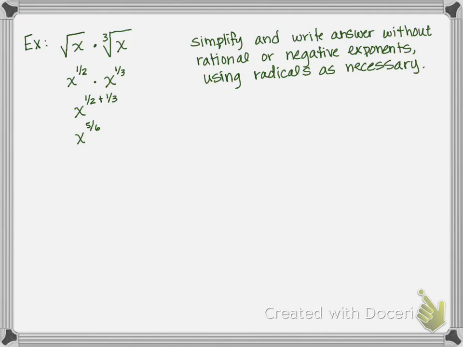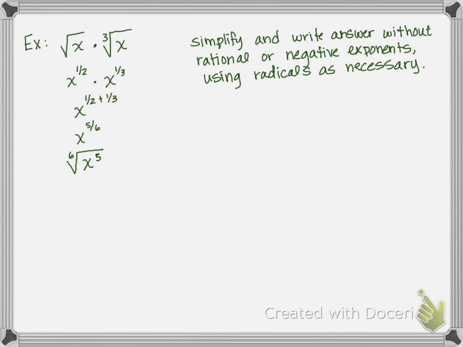But we want our final answer to not have rational exponents, so we want it to be in radical form. So we're going to go back to a radical. What should my index be here? 6. Good. And then my exponent will be 5. So the 6th root of x to the 5th. So we were able to simplify that product into a single radical expression by going through the exponential form. It can be very useful to write radicals in exponential form to allow us to do some operations that we can't do in radical form.